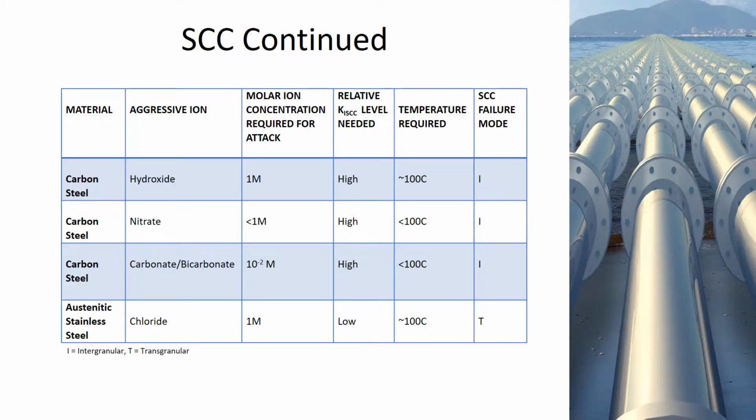On this slide, more stress corrosion cracking, just a table summary of the materials, the aggressive ions, the concentration, the stress levels, the temperature, and the failure mode, either intergranular or transgranular. And it kind of gives you an idea of the conditions that are required to have stress corrosion cracking that you have to design against.